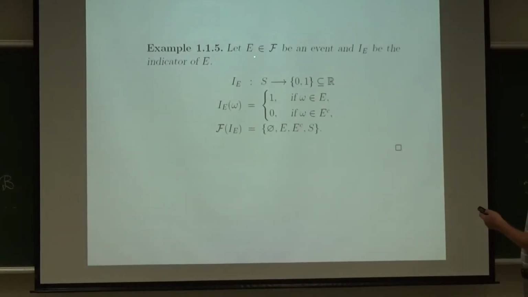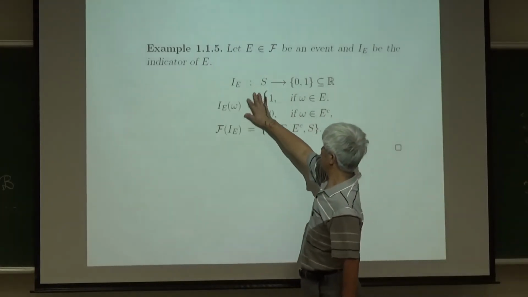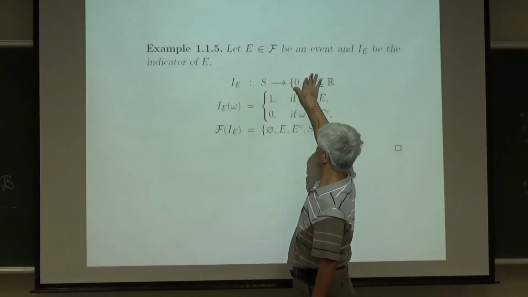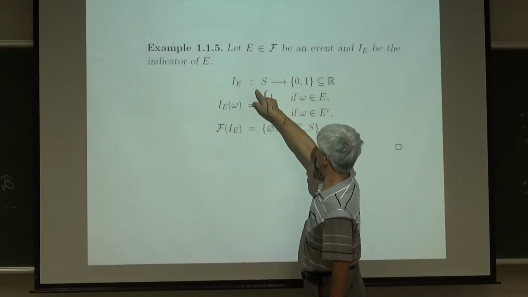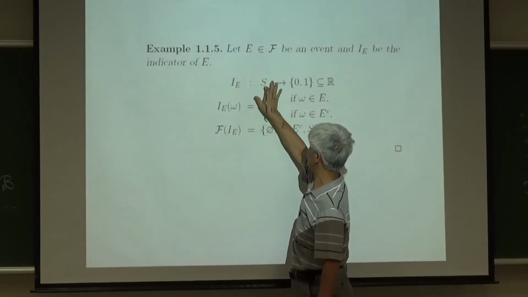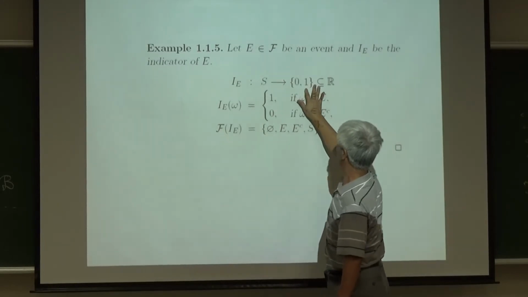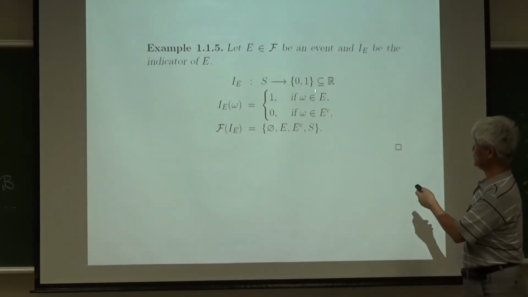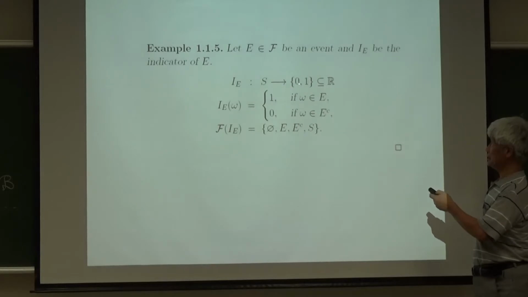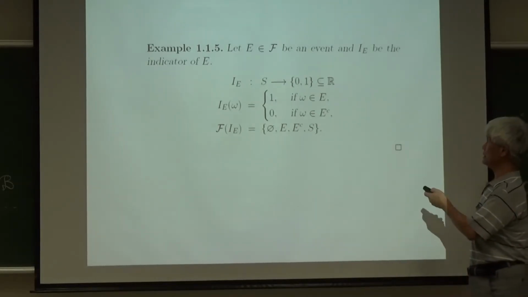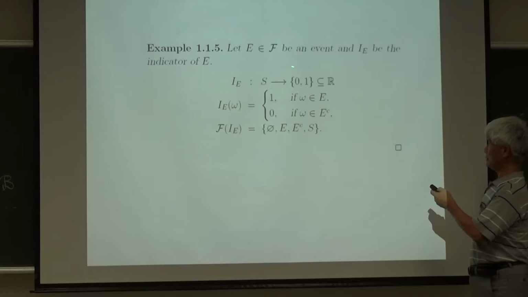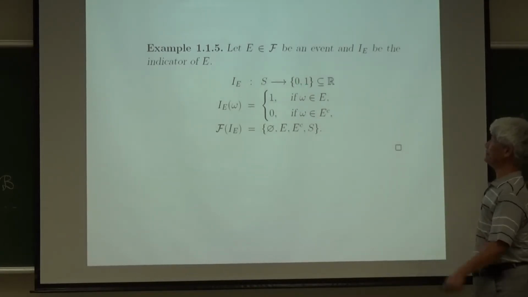Alright, an example. Suppose that we have an event E in the sigma algebra F, and we define an indicator of this event, I sub E. So I sub E is a random variable. We will show that. Indeed, I sub E is a function from the sample space to R, but actually its range is 0 and 1 together, so it's just a subset of R consisting of 0 and 1.